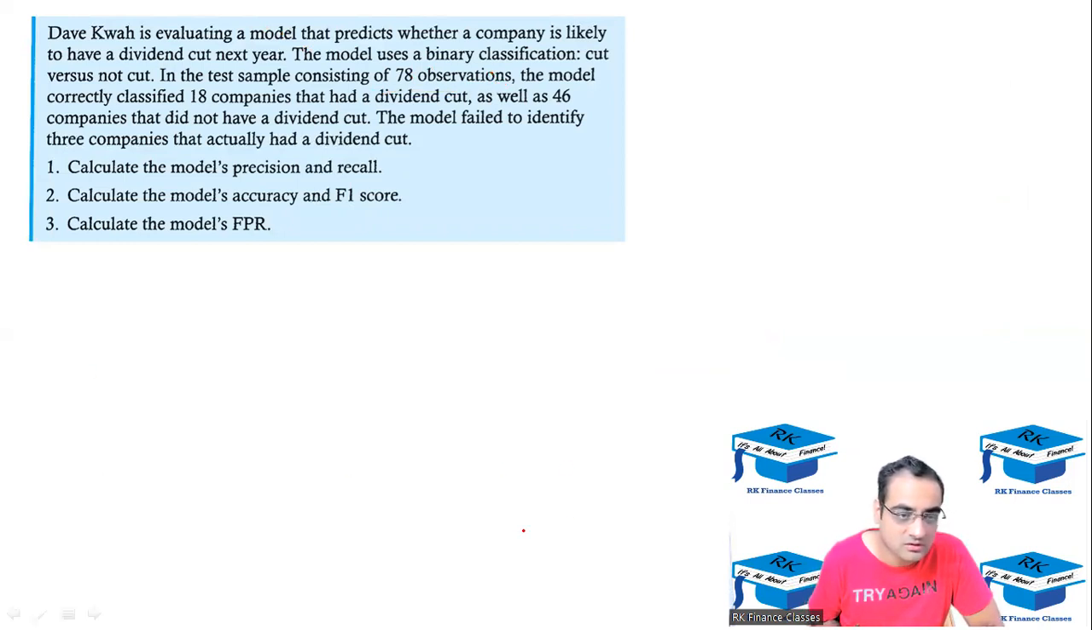Okay, so over here the total is going to be 78. The model classified 18 companies, so there is no default over here. So the model is saying dividend cut. I'll just write M for model, and dividend cut DC, and the model is saying no dividend cut.